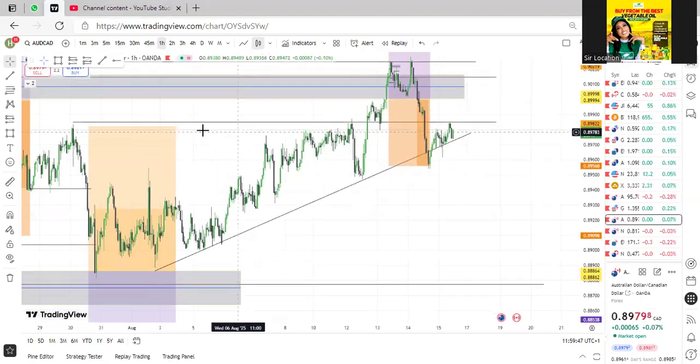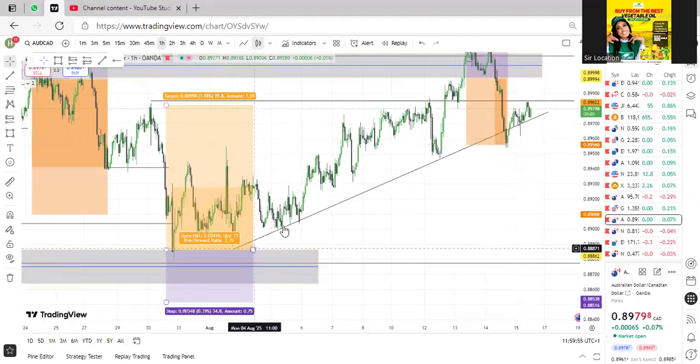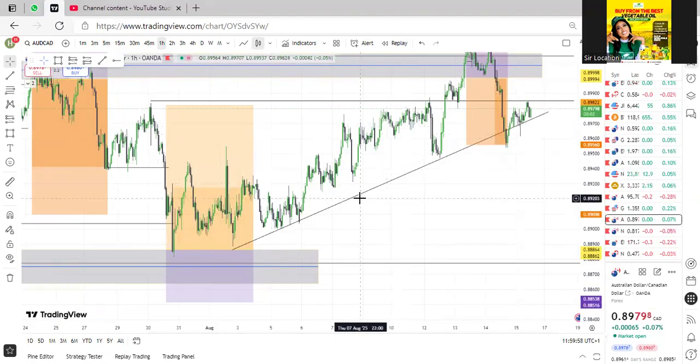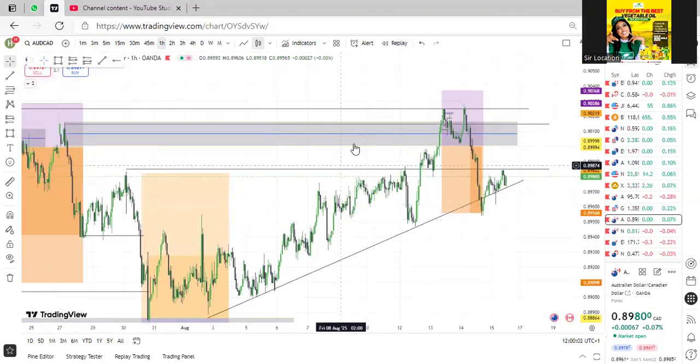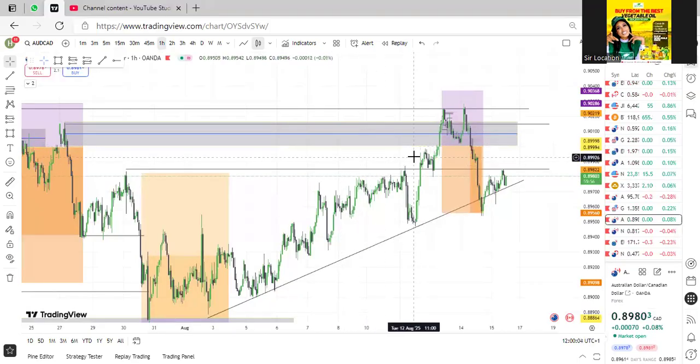Now look at what the market did. Market came to this liquidity, then dropped. After that drop, it started pushing up. And looking at the trend, you see that the trend is very, very bullish. So you don't need instant execution at this level. Instead, you need a 5 minutes confirmation. How will you do that 5 minutes confirmation?